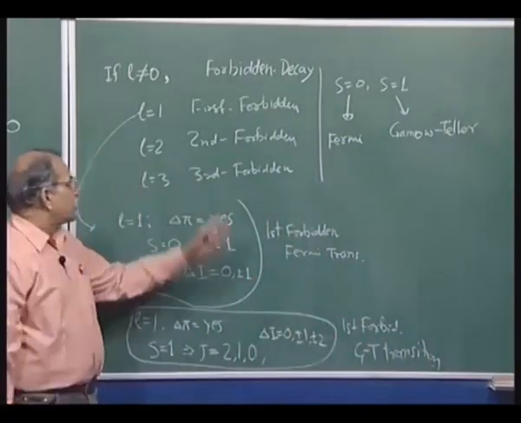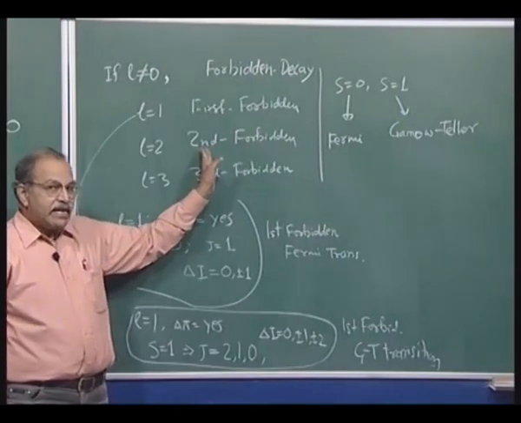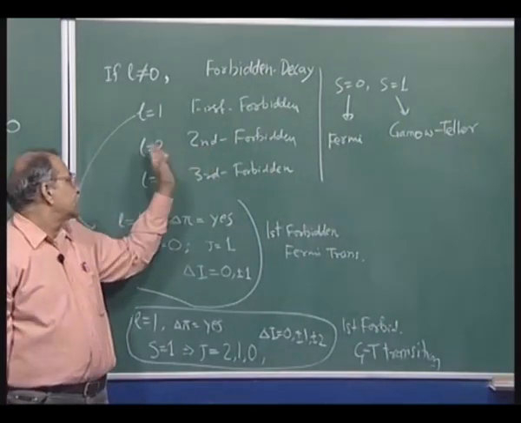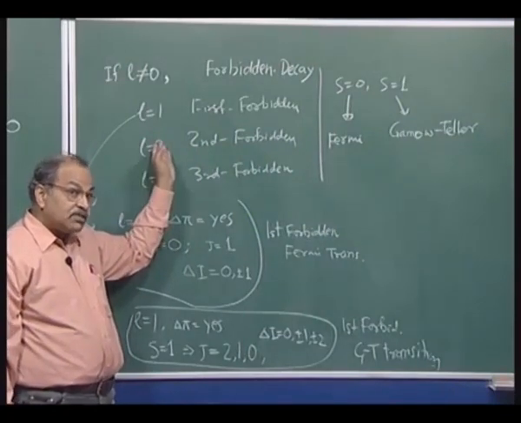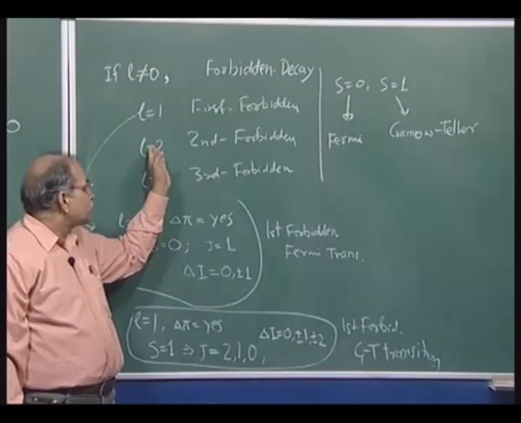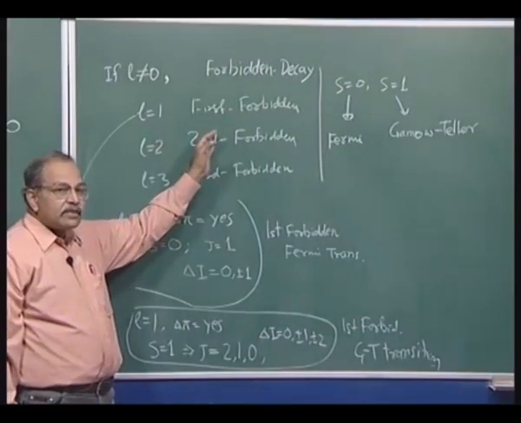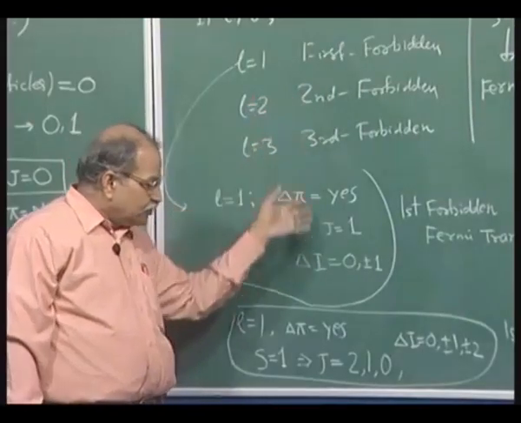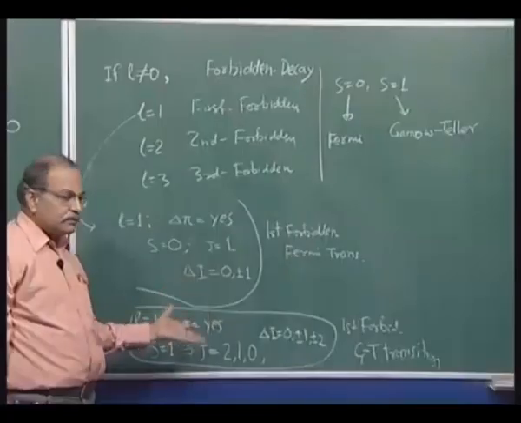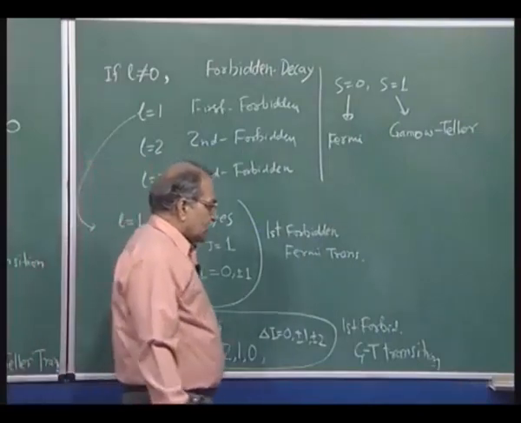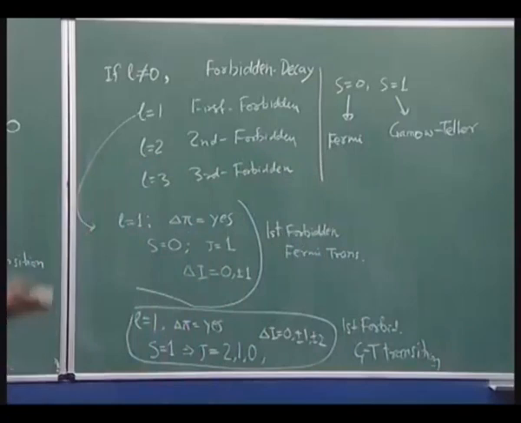Similarly, you can work out the second forbidden Fermi and Gamow-Teller transitions. Here L is equal to 2, so parity will not change, and then 2 plus. For Fermi you will combine S equal to 0, for Gamow-Teller you will combine S equal to 1, and do a similar analysis to get all these selection rules.